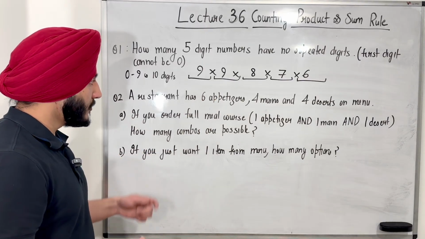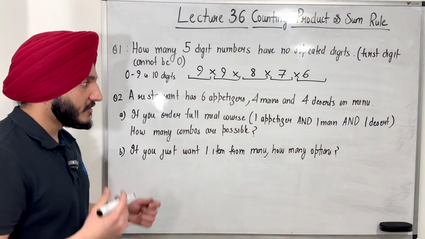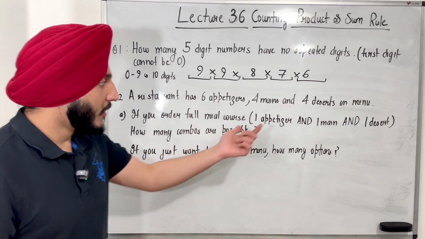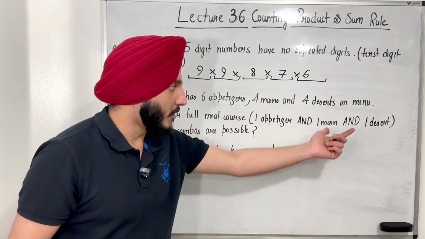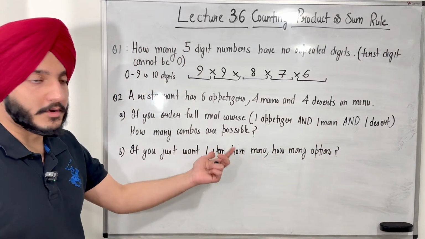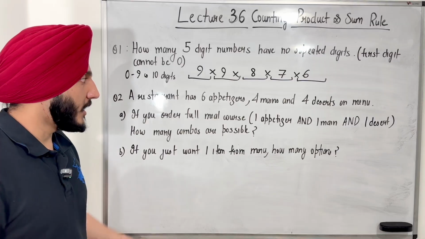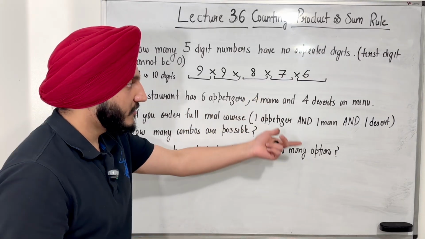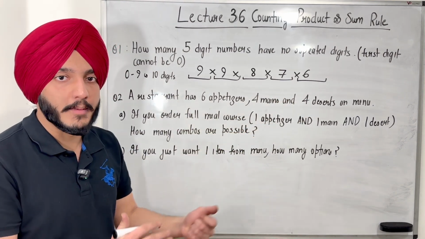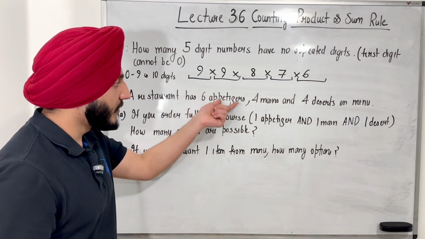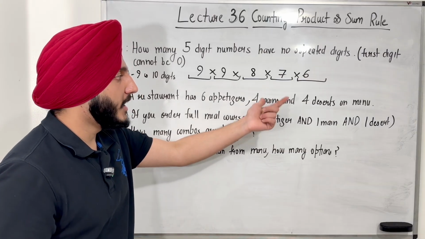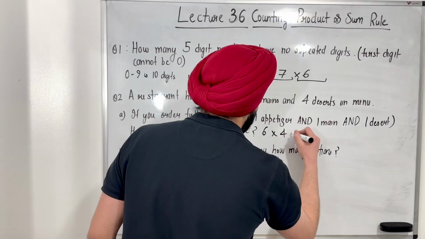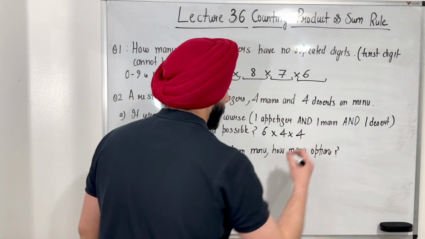Okay, second question. A restaurant has 6 appetizers, 4 mains, and 4 desserts on the menu. If you order the full meal, 1 appetizer and 1 main and 1 dessert, how many combos are possible? This is going to be a very easy answer. You can choose one of the appetizers. Let's say I choose the second appetizer, first main, second dessert. That's one of the combinations. Or it could be the fifth appetizer, the fourth main, fourth dessert. So in total, I would have 6 multiplied by 4 multiplied by 4 combos.